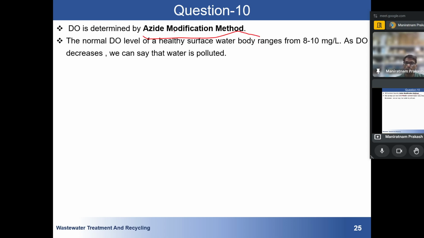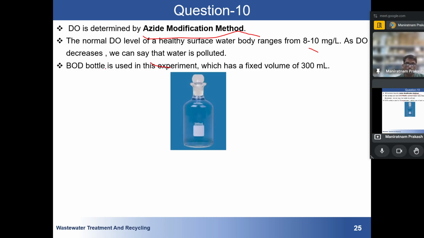The normal DO of healthy surface water remains around 8 milligram per liter. As DO decreases, we can say that water is polluted. The BOD bottle used in this experiment has a fixed volume of 300 ml, and this experiment is always performed in a BOD bottle. That's why 300 ml is used, because the bottle has a volume of 300 ml only.